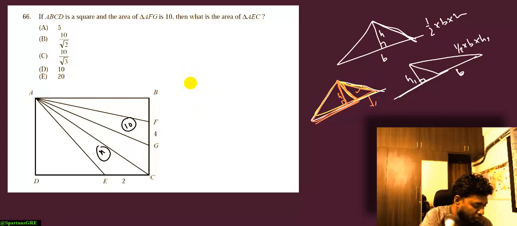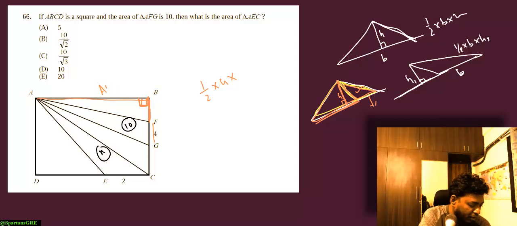Now he said in the question, area of triangle AFG is 10. So my half into base is 4, 4 into what is my height? So this is an obtuse angle triangle. So this is an extended base, and from the third vertex you are dropping a perpendicular. This is 90 degrees because it is a square. So this will be my height.